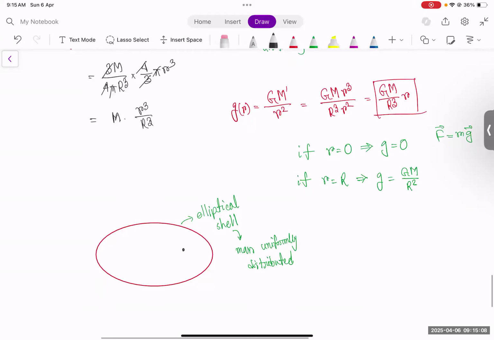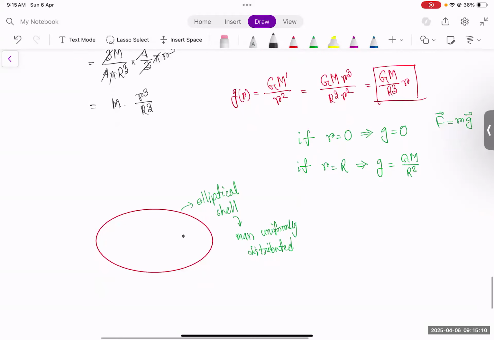So if you place an object anywhere inside the shell, as long as it's inside the shell, the net force inside due to the shell is 0. This is called the third shell theorem.